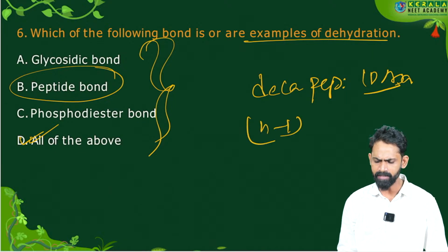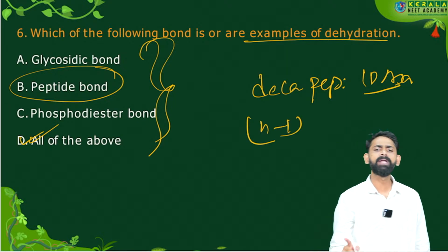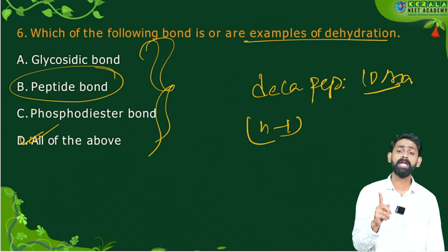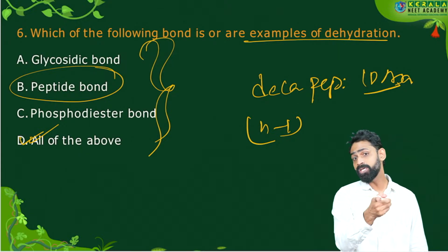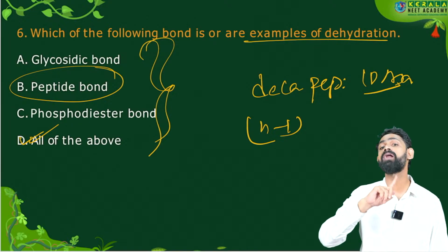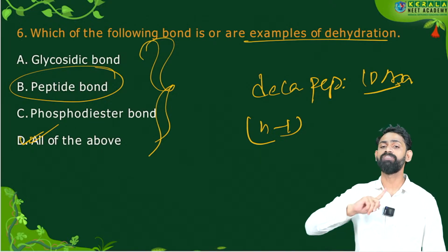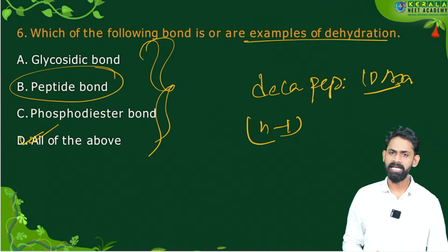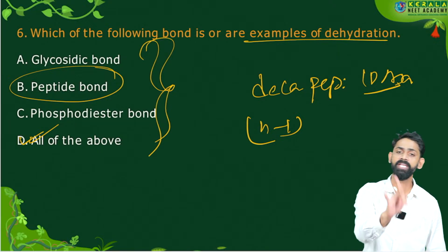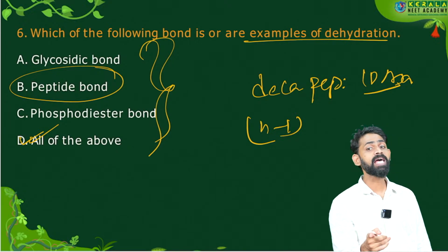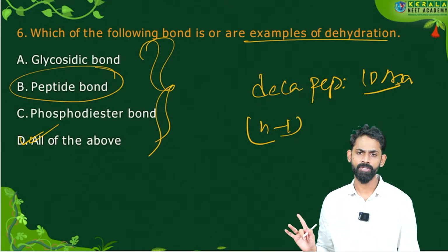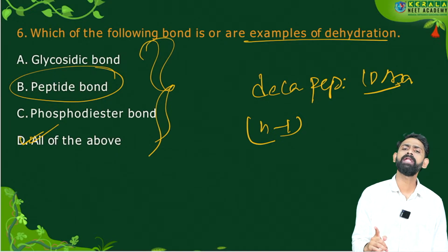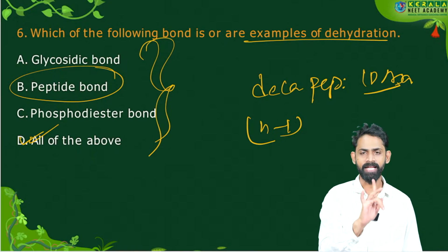So how many peptide bonds are present in the decapeptide? Immediately you go for n-1. Decapeptide consists of 10 amino acids. How many peptide bonds? 9. Same thing you can apply for the glycosidic bond. For example, if a protein is made up of 51 amino acids, immediately the number of peptide bonds is 50. How many water molecules come out? 50 water molecules. How many phosphodiester bonds are present in a nucleic acid made up of 100 nucleotides? 99.